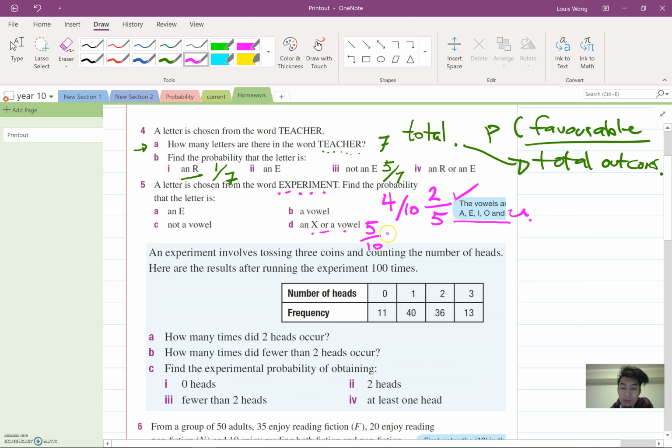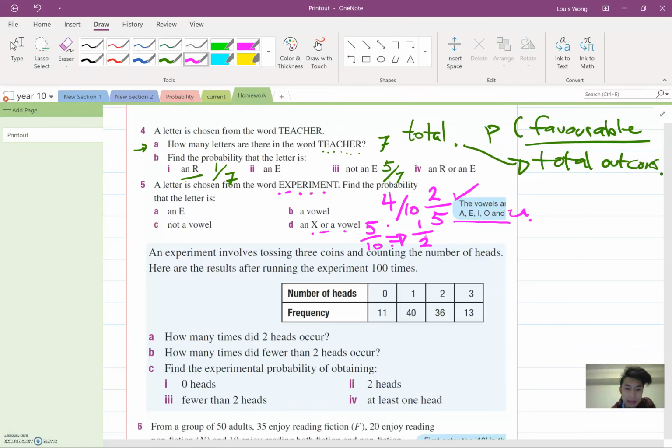And I can do the same thing as before. I can simplify this because I realize top and bottom can both be divided by what number? Hopefully you realize it was 5. So 5 divided by 5 gives us 1, and 10 divided by 5 is 2. 1 over 2 is 50%. There's an even chance for you to get X or a vowel.